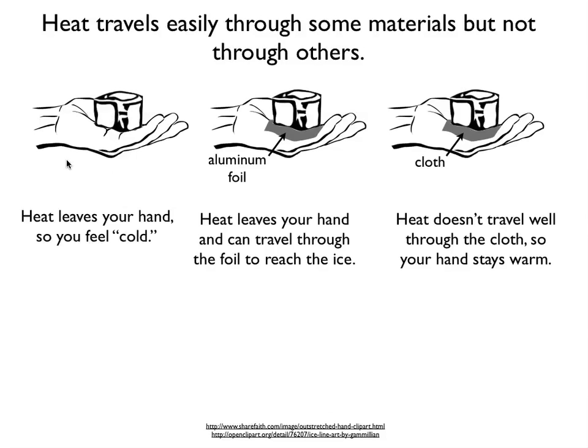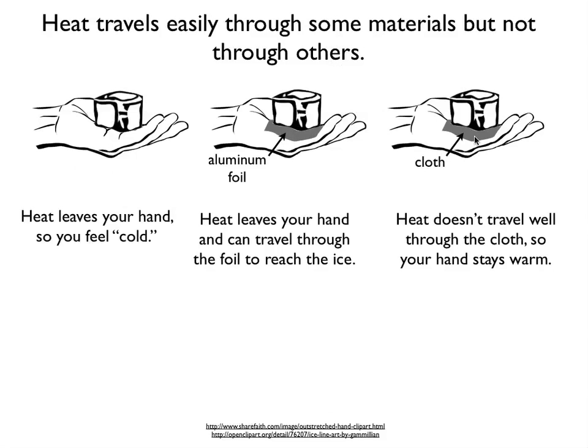The next thing we're going to do is try to establish one other key thing that's going to be essential to understanding how to build our energy efficient house, which is that heat travels easily through some materials but not through others. You can do this if you get your ice cube again and a little sheet of aluminum foil and stick that in between the ice cube and your hand. What do you think is going to happen? How's it going to feel? Well, it's still going to feel cold because heat travels easily. So the heat is going to leave your hand and go into that ice cube through the aluminum foil.